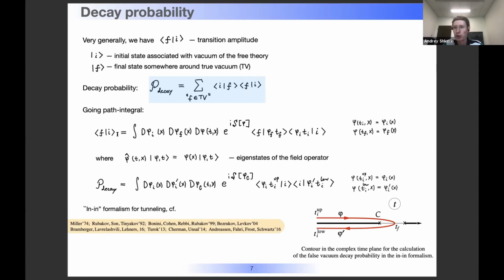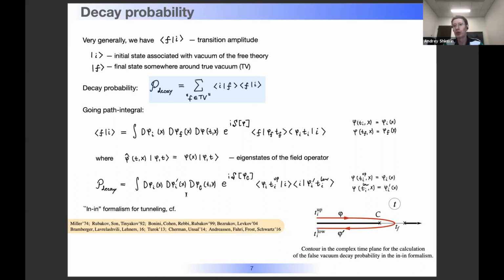We can write this transition amplitude using the path integral. So we simply project onto eigenstates of the field operator. And the evolution here runs from some initial moment of time to some final moment of time along this part of the contour in the complex time plane. When we take the conjugate amplitude, this gives us another part of the contour, which now runs from Tf to Ti. And we may think of this expression for the total decay probability. We can think of the field phi as living on the contour, which is simply the sum of the two contours. Let's call it C. And here are the boundary conditions for the field. In fact, this is a standard expression for the transition amplitude or probability in the in-in formalism.